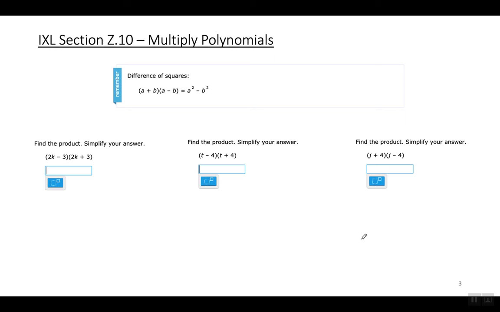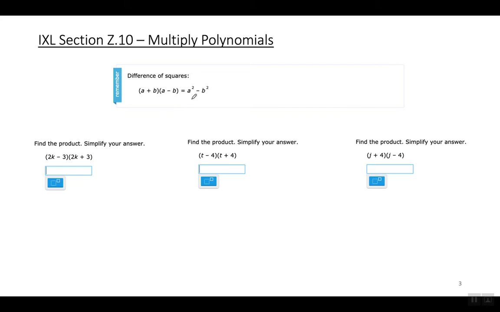Okay, now let's look at multiplying special cases of binomials, which you had in IXL Z9, if I'm not mistaken. All right, IXL section Z9 was multiplying two binomials, special cases. So this is just a reminder on how to do these.